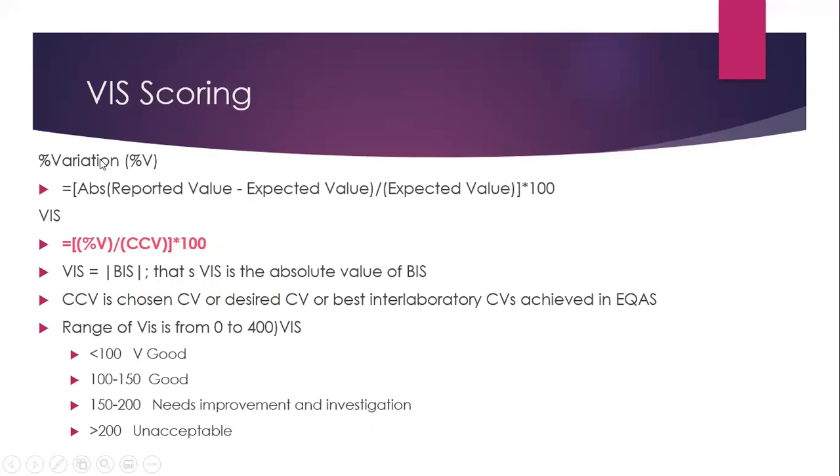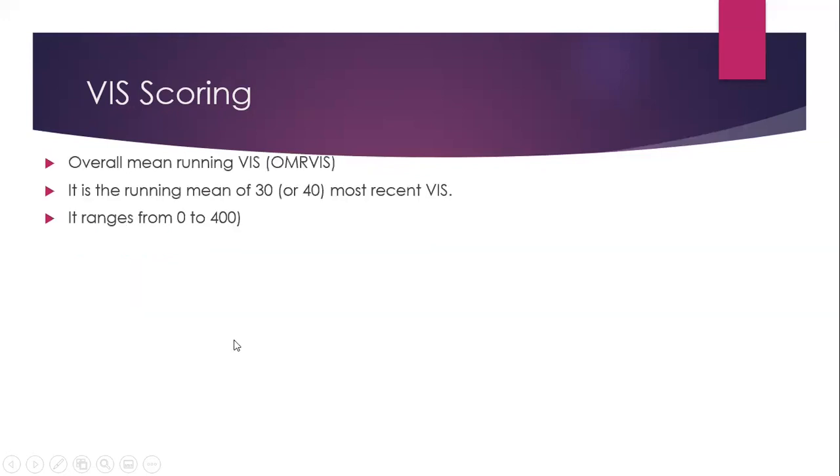What is VIS scoring? VIS scoring is very similar to BIS scoring. In fact, VIS scoring is the absolute form of BIS scoring, and this is the interpretation of VIS scoring. It should be less than 100. Then there is something known as overall mean running VIS or OMR VIS. It is the running mean of the 30 most recent VIS. It ranges from 0 to 400.